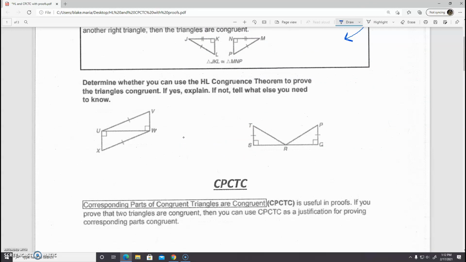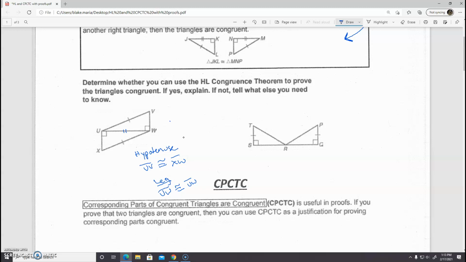So the first one, now remember the stuff that we had before. See how UW in this triangle is the same as UW in this triangle? You can mark that with a tick mark just so you see it. So now these two triangles, it looks like they have a hypotenuse in common, UV and XW. So hypotenuse, UV is congruent to XW. And then leg, they have a leg in common. That's that reflexive property. UW is congruent to UW, right? That's that reflexive property.